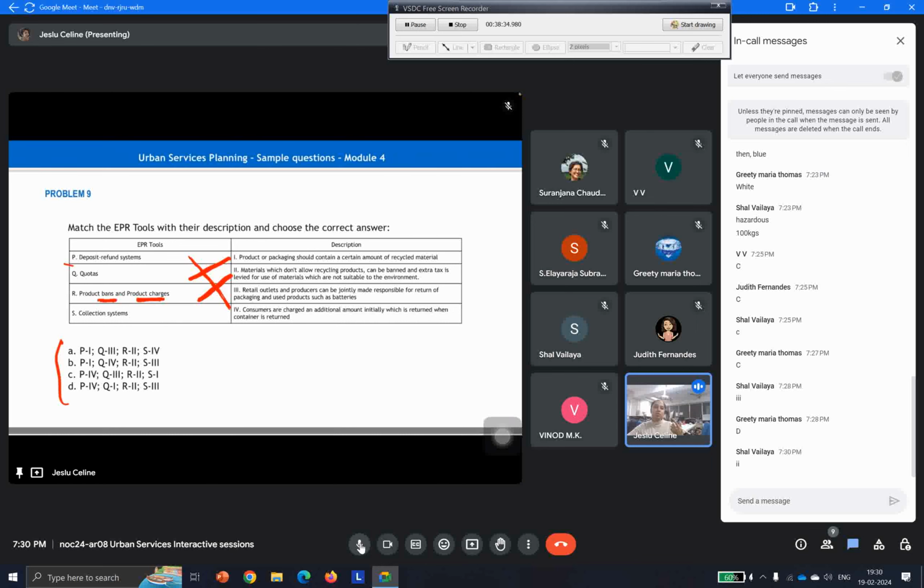For instance, single-time use plastics are banned right now. But otherwise, if you're using plastics in general, there are certain charges which are imposed. So it works out to two, which is that materials that don't allow recycling can be banned and extra tax is levied for the use of such materials which are not suitable.